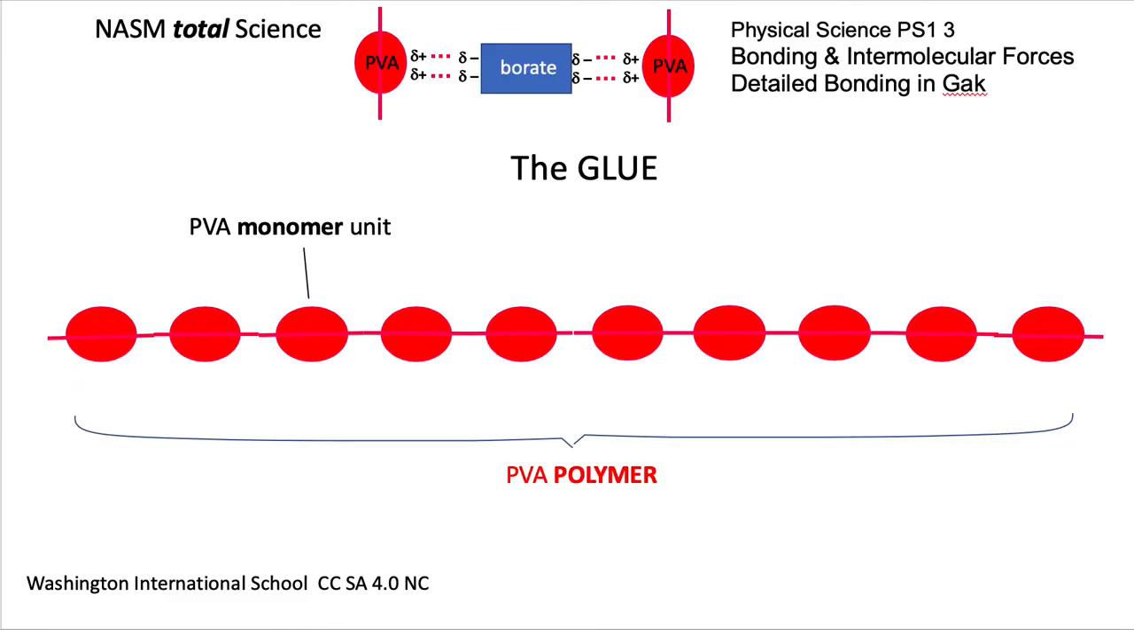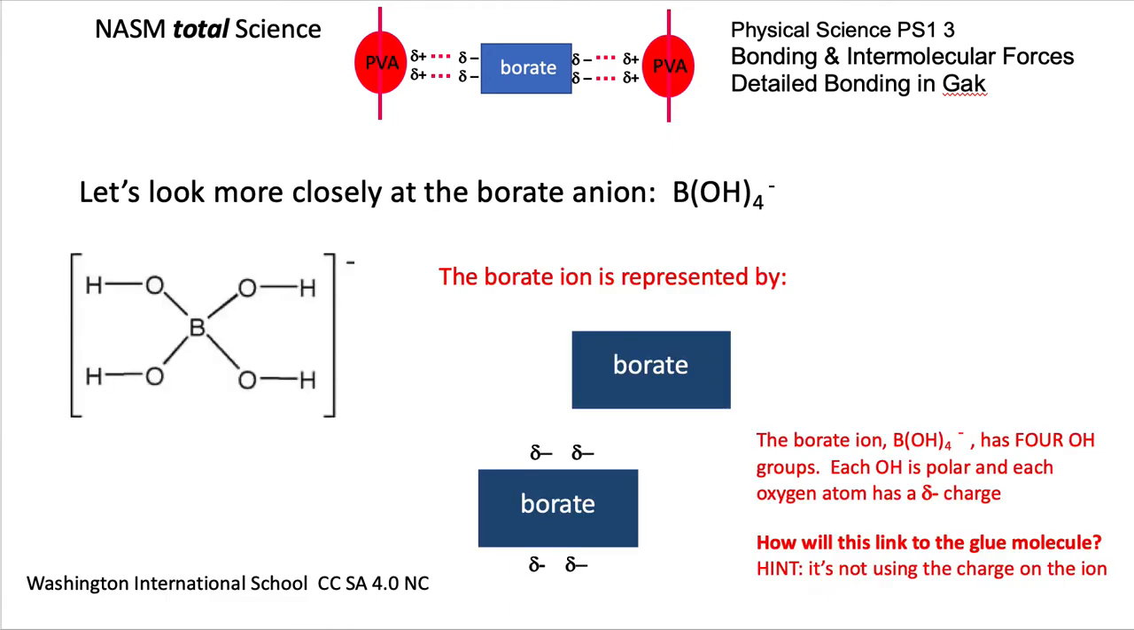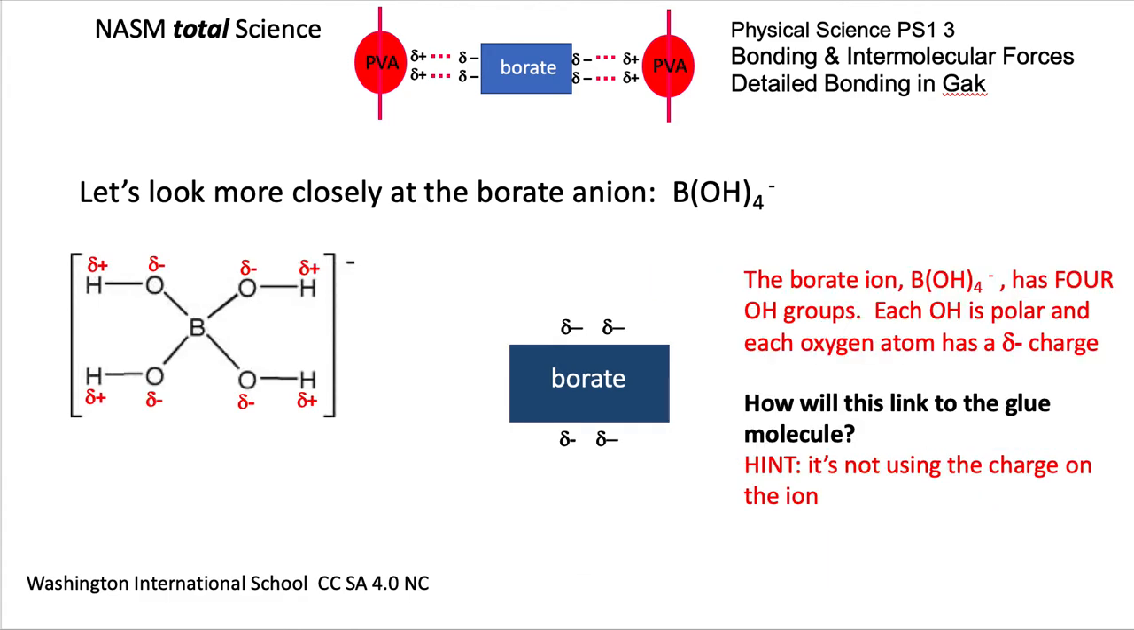So if we show the polymer, we've joined an awful lot of them together, and some polymers have 10,000 plus joined together. And for the borate ion, you see the structure there with the OH groups, and we're going to represent it as the blue rectangle. And in more detail, we're going to put the delta negatives of the oxygen as the link to the PVA polymer. And so how is it going to link? It's not due to the charge on the ion.